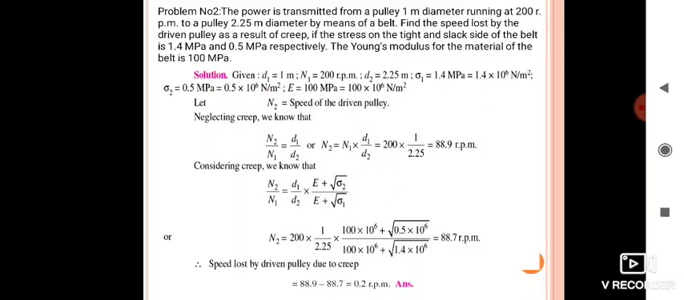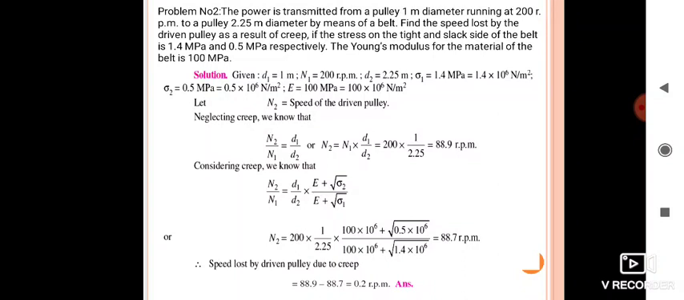Okay, write down the given data. So here in this problem the data are: d1 is equal to 1 meter, n1 is 200 rpm, d2 is 2.25 meter, and sigma 1 is 1.4 megapascal, that you have to convert in terms of meter square, and sigma 2 is 0.5, and Young's modulus E is equal to 100 megapascal.